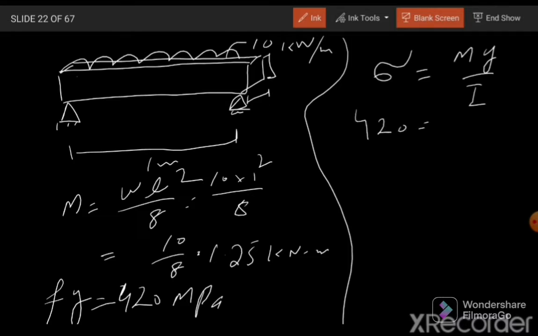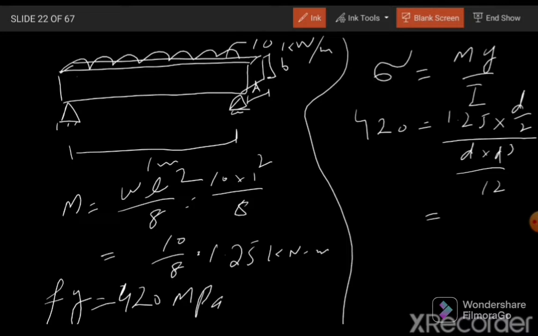So 420 is equal to M is 1.25 and Y is, for example, here B and D. So it is D by 2 and I is D into D cube over 12. As we have decided that width and depth both are equal, so I write here D. So from here, when we solve this equation, we will get the value of D. How much will be the D? Once we have D, it means we have the cross-sectional dimension. We have proportioned our structural member.